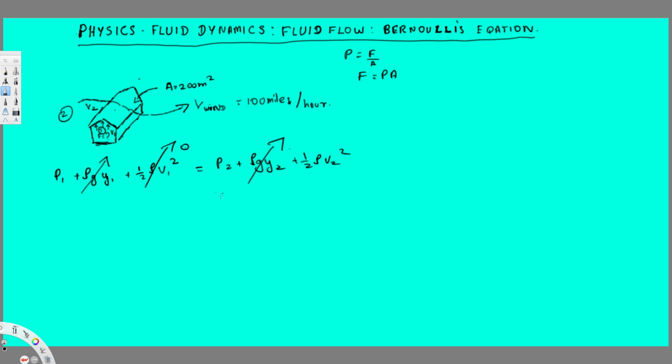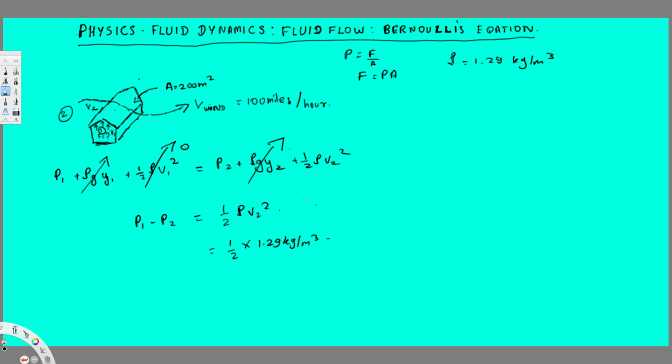So let's calculate the pressure. We have this equation right here: P1 minus P2 is equal to half rho v2 squared. That's what we have to calculate, the pressure difference. Rho is the density of the air, which is 1.29 kilogram per meter cube. So we can apply that right here.